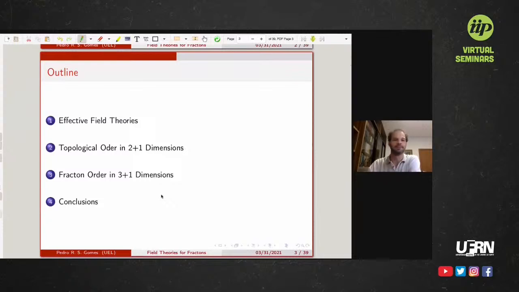So here is the outline. Following the advice of the organizers, I have divided the presentation this way. These first two parts are more introductory. I will review some background material. And in part 3, I will discuss some examples of fractal systems, the corresponding effective field theories, and I will present some new results, okay? And section 4 is just a conclusion.